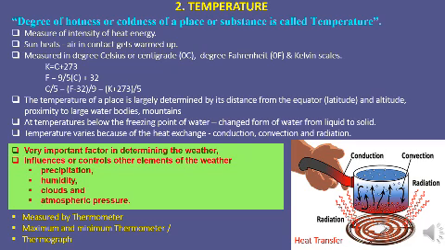Temperature is represented in Kelvin, Fahrenheit and centigrade, for which there are correlating factors and formulas as mentioned here. Temperature is a very important factor in determining the weather, and it influences or controls other elements of the weather like precipitation, humidity, clouds and atmospheric pressure. Temperature is measured by thermometer, maximum and minimum thermometer and thermograph.